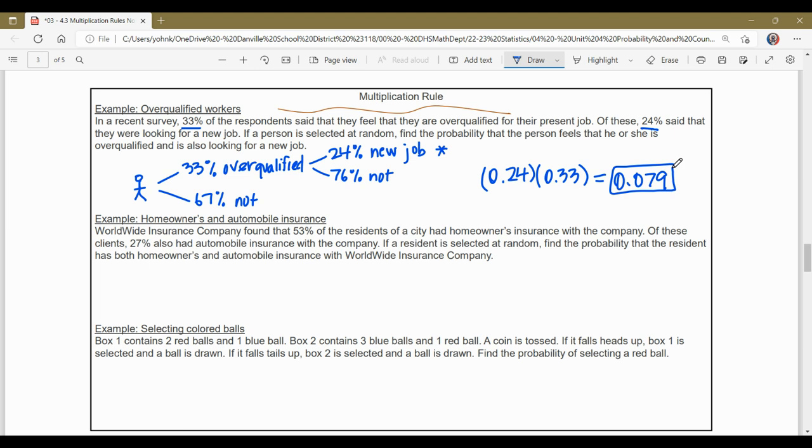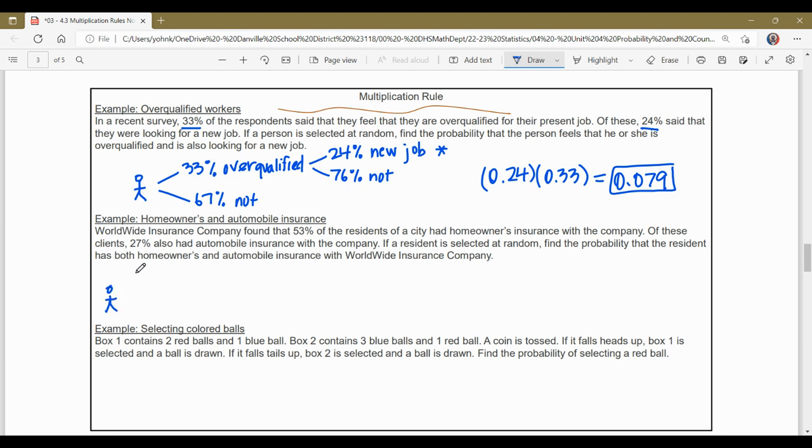All right, homeowners and automobile insurance. Worldwide Insurance Company found that 53% of the residents of a city had homeowners insurance with the company. Of these clients, 27% also had automobile insurance with the company. If a resident is selected at random, find the probability that the resident has both homeowners and automobile insurance with Worldwide Insurance Company.